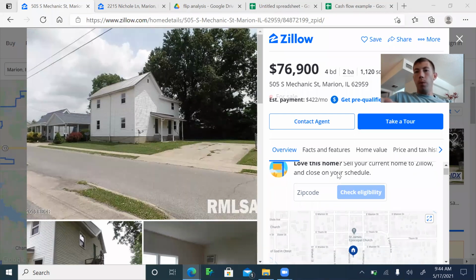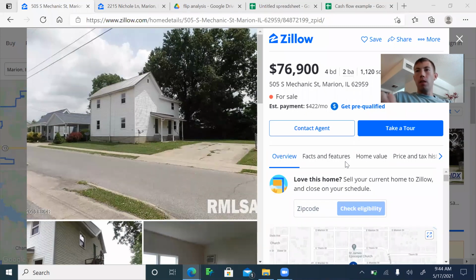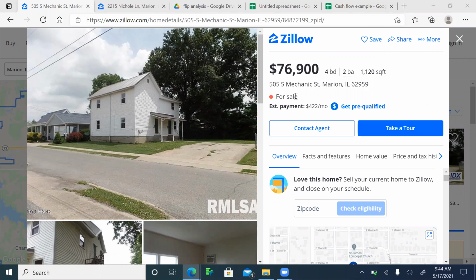Just figured I'd do a quick video on how to determine your cash flow for a property. So going off the example I've been using lately, this property, 505 South Mechanic Street in Marion, Illinois. It's currently been on market for about 240 days. And I'm just going to show you how I determine the value of a property in terms of how much cash flow I'll get every month.